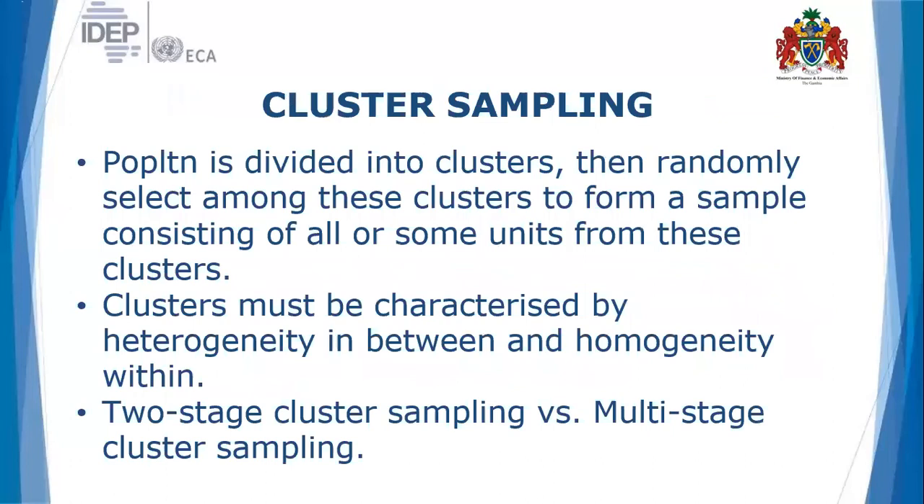Then let's move on to cluster sampling. Under cluster sampling, the population is divided into clusters. Then we randomly select among these clusters to form a sample consisting of all or some units from these clusters.